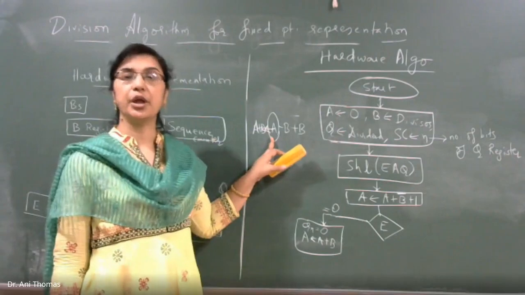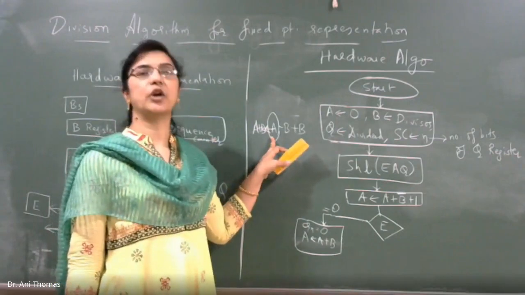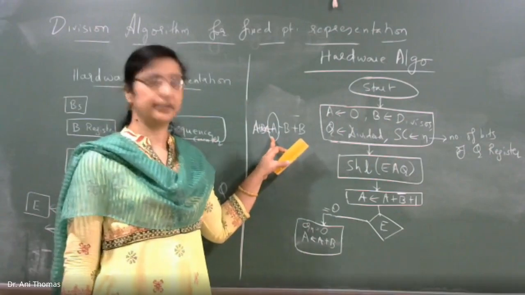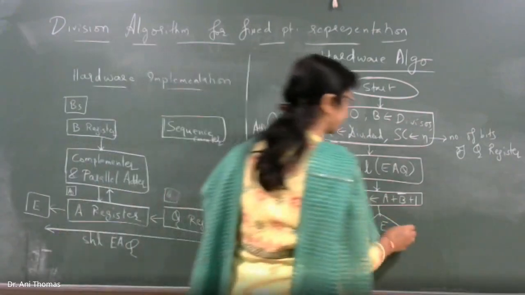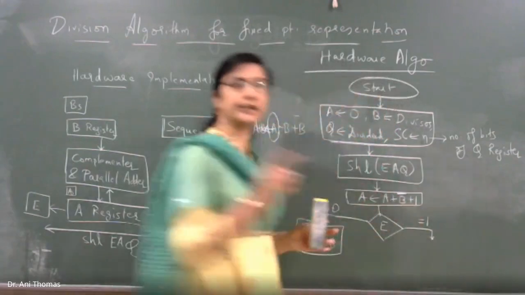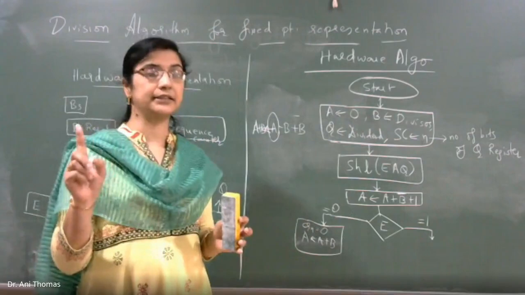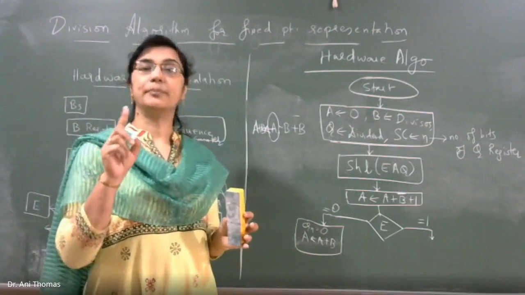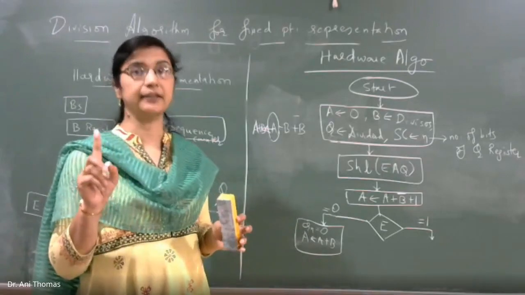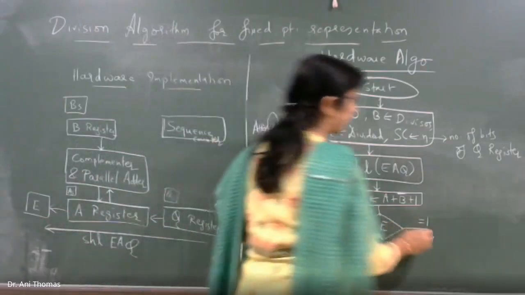Why are we doing so? As I told you, because the dividend part is smaller than the divisor, so we need not subtract with the divisor. And in this case, if E is equal to 1, it means the dividend is greater than the divisor. When we are doing 7 divided by 3, 7 is greater than 3, so we have to subtract: 3 times 2 is 6, and we do 7 minus 6, right? So that way we have to write Qn.